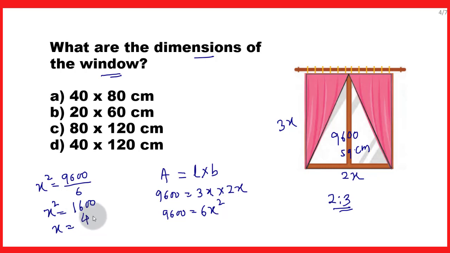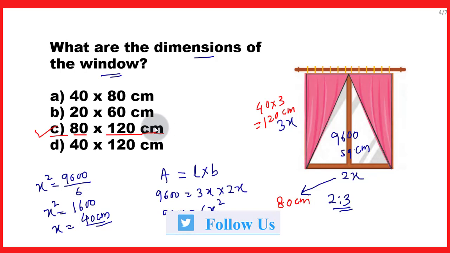X will be equal to 40 centimeter. And since x is 40 centimeter, the breadth will be 40 into 2, that is 80 centimeter, and height will be 40 into 3, that is equal to 120 centimeter. And therefore, friends, the width will be 80 centimeter and height will be 120 centimeter, and therefore option C, that is 80 into 120 centimeter, will be the dimensions of the window.